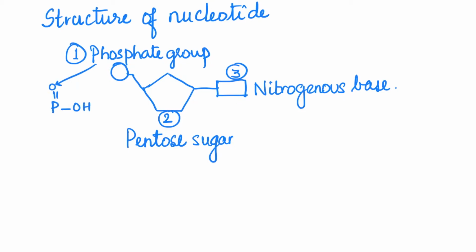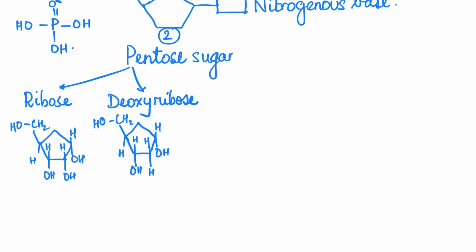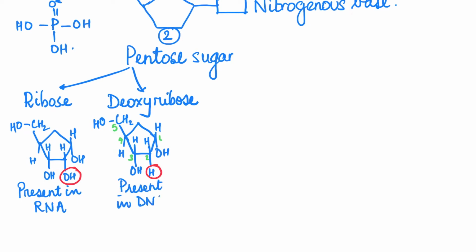A phosphate group has a phosphate with three OH groups attached to it. The pentose sugar shows two forms, ribose and deoxyribose. So you have the structural formula here, and we can see that if we number the carbon atoms, then at carbon atom number 2, there is an OH group in the ribose, whereas there is no OH in the deoxyribose. Ribose is present in RNA, and deoxyribose is the sugar that is present in DNA.